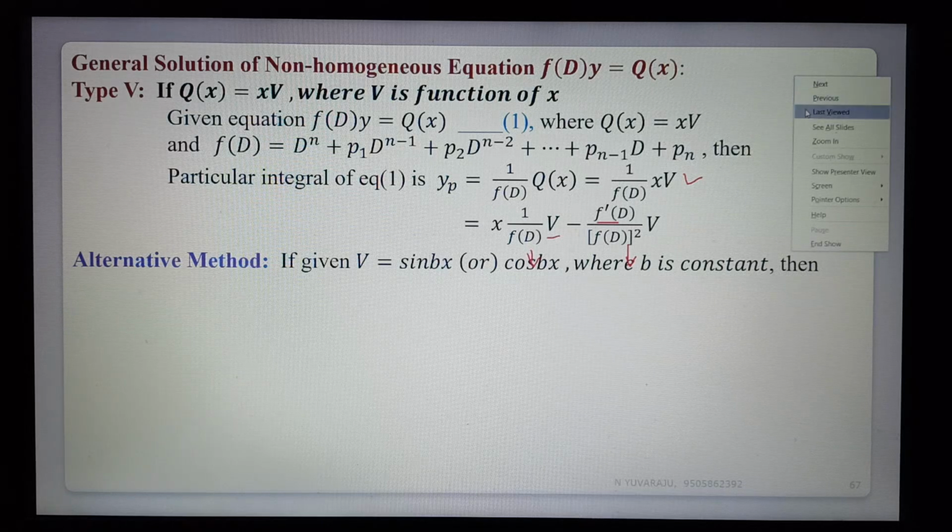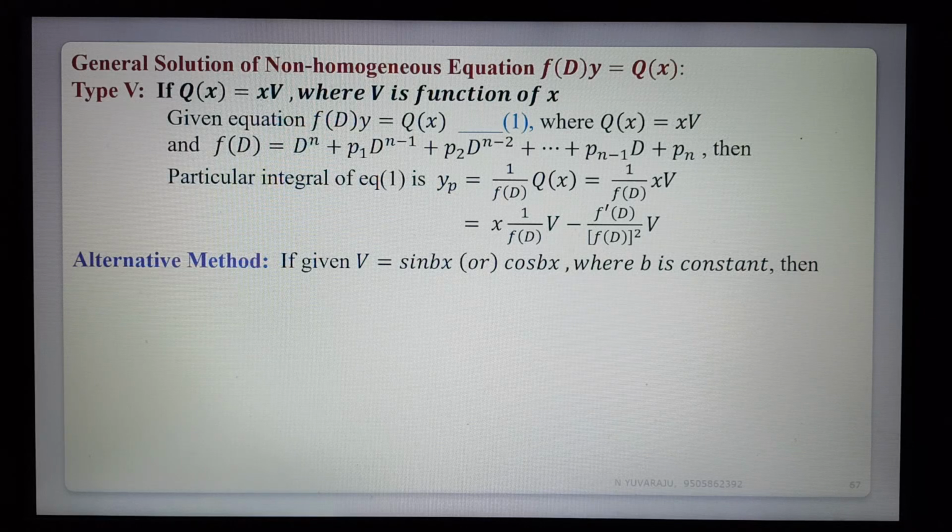In the alternate method, x is x power m, where m is a positive integer, giving x, x square, x cube and so on, and V is equal to sin bx or cos bx. I am telling you that we choose only one of x, x square, x cube. The procedure is, for the particular case V equal to sin bx or cos bx, yp is equal to 1 by f of D into x into V.